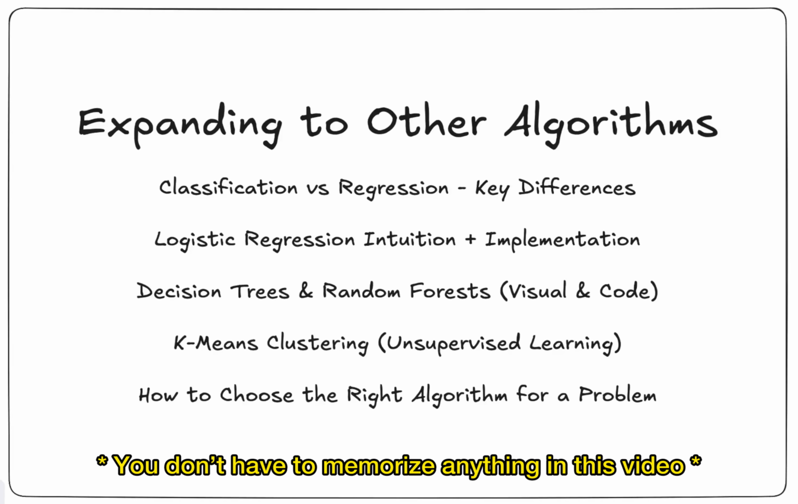Until the previous section, we focused on regression, which is mostly about predicting numbers. But machine learning can do much more. In this section, we'll explore new algorithms like classification and clustering, the other big branches of machine learning.